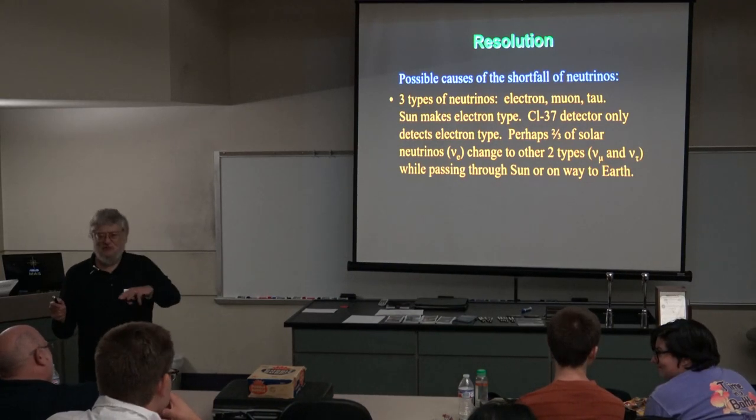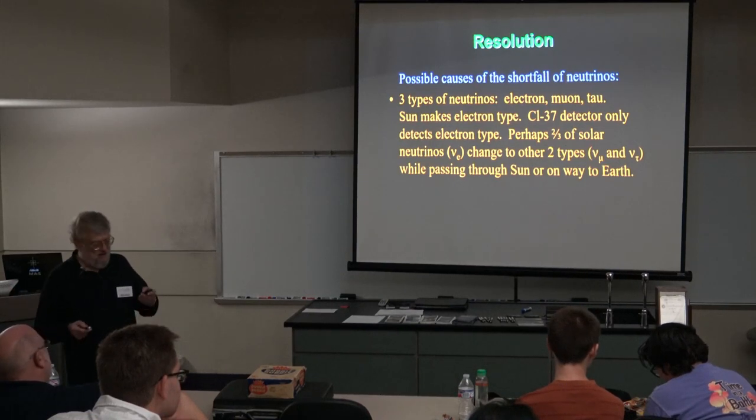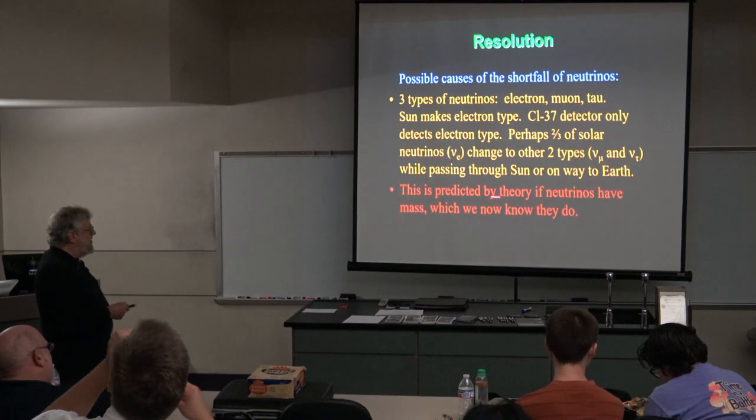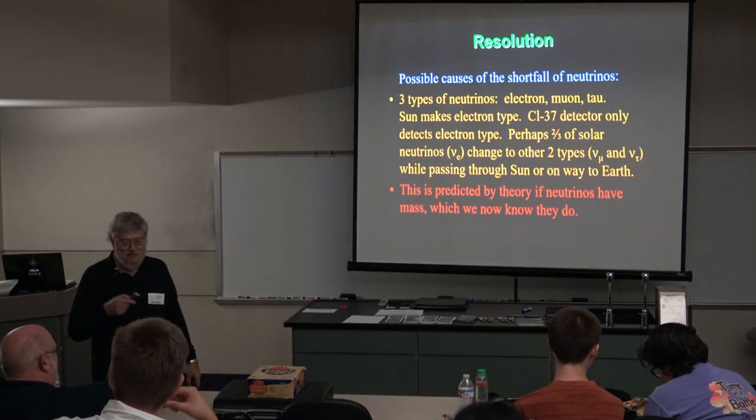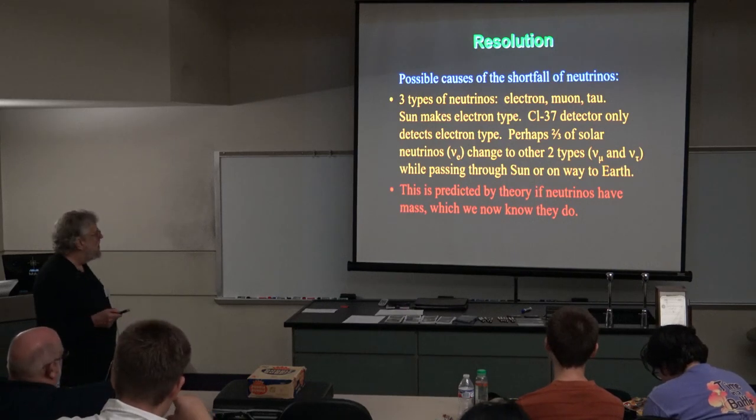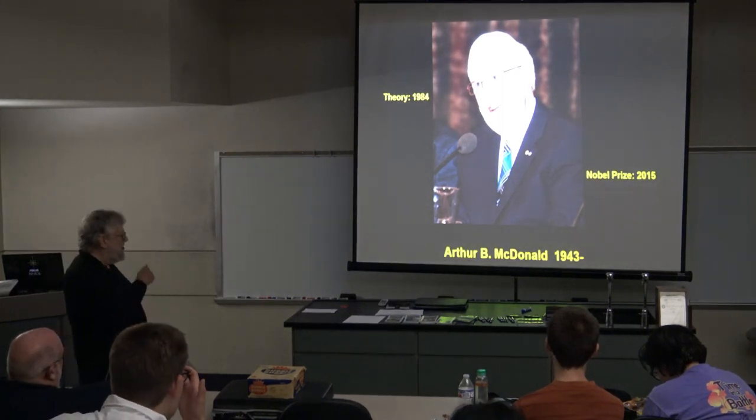So by the time those three get to the Earth, one of them's still electron, the other two have gone astray somehow. And that is predicted if neutrinos have mass, which we now know they do from the supernova time delays and so on. Here's the guy who figured this out, Arthur MacDonald.